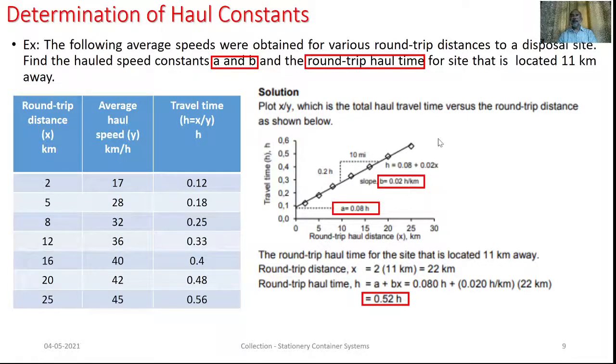Hence, H is equal to A plus Bx can be used in order to determine this round trip haul time. So for this particular data, it works out to be 0.52 hours.